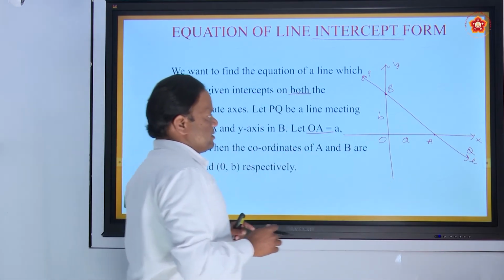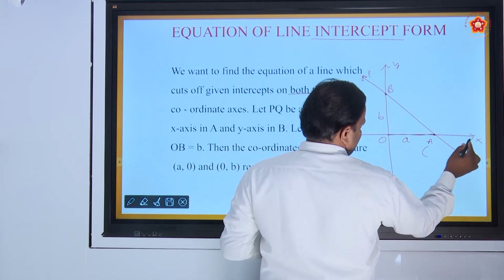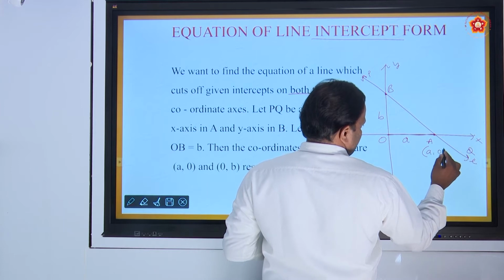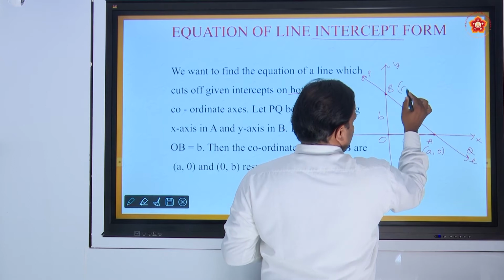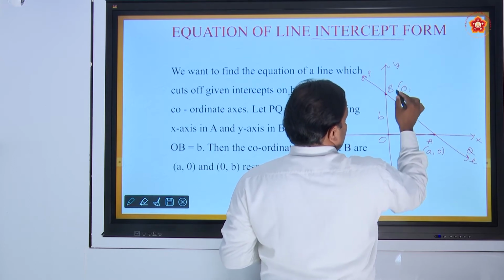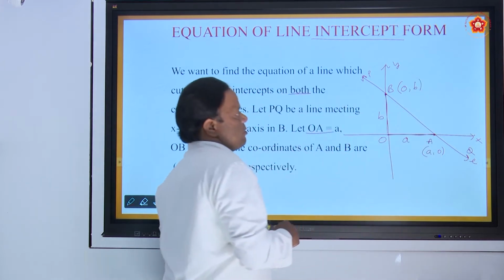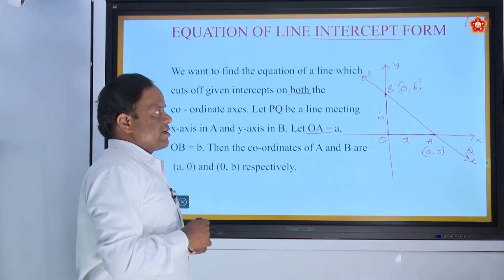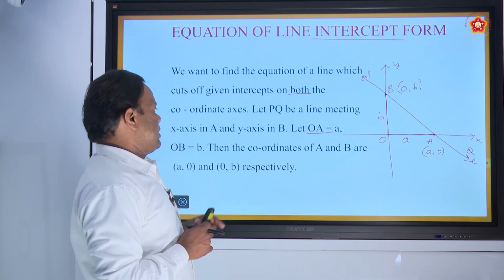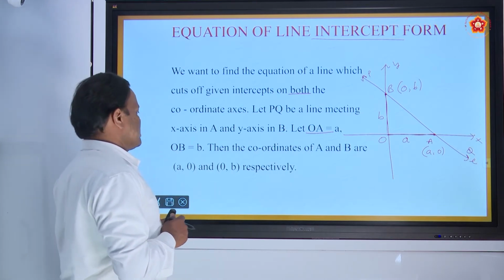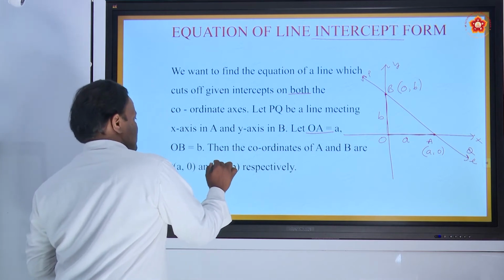Then the coordinates of A: this point lies exactly on the x axis, its length is a, and its y coordinate is 0, because the point lies on the x axis. What are the coordinates of B? The point lies on the y axis, so its x coordinate is 0 and its length is b. So A is (a, 0) and B is (0, b). These are the coordinates of A and B respectively.